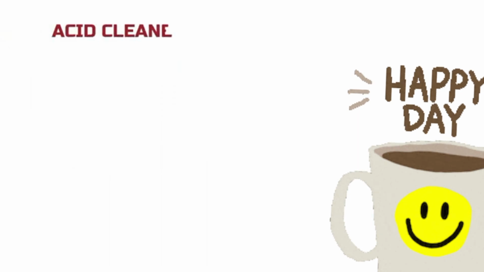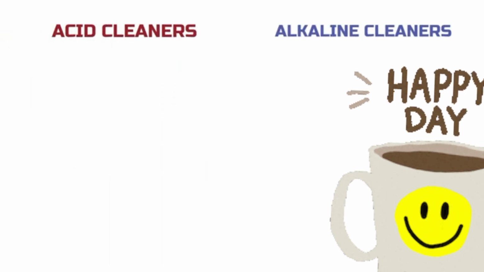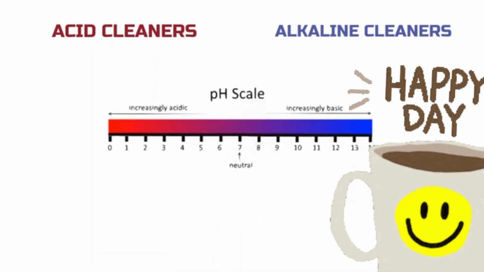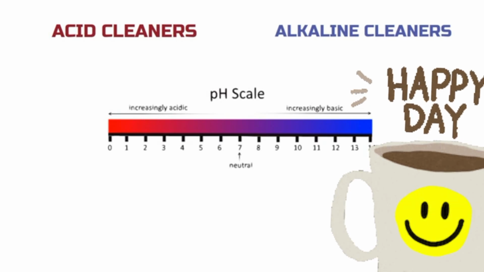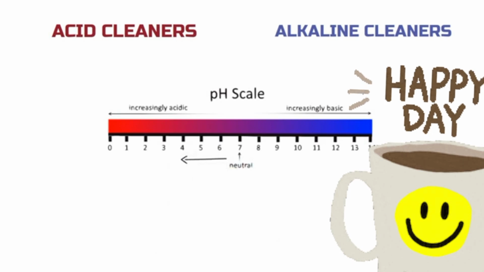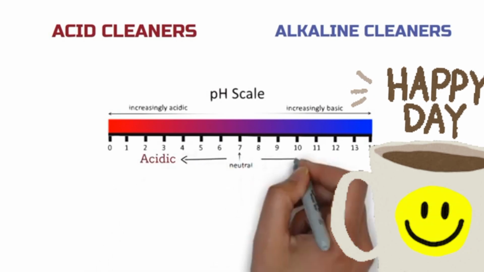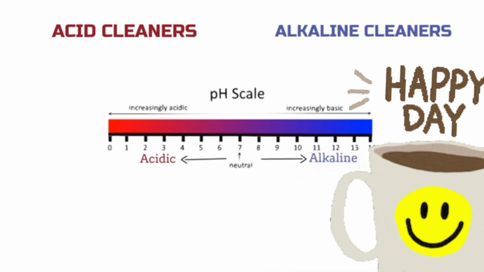Next we have acidic cleaners and alkaline cleaners. Simply, the pH scale is used to identify acidic and alkaline solutions. On a pH scale of 0 to 14, a pH value below 7 is considered acidic and any value over 7 is considered alkaline in nature. If the pH value is 7, it's considered neutral.